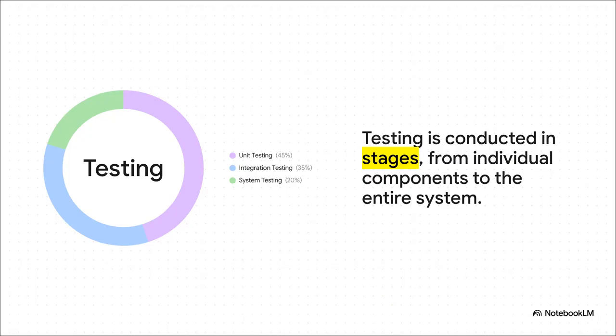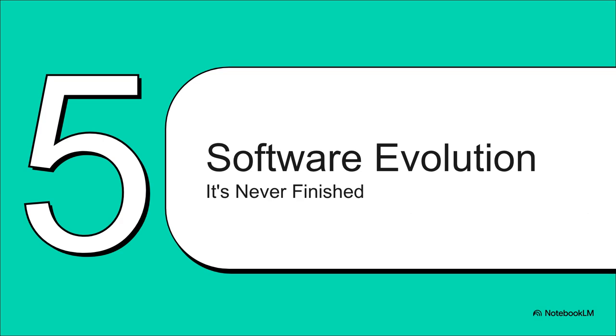And testing happens at different scales. You start small with unit testing. That's like checking every single brick to make sure it's solid. Then you move up to integration testing, making sure all the bricks fit together to form a strong wall. And finally, you have system testing, where you check the entire house to make sure it works as one complete solid structure.